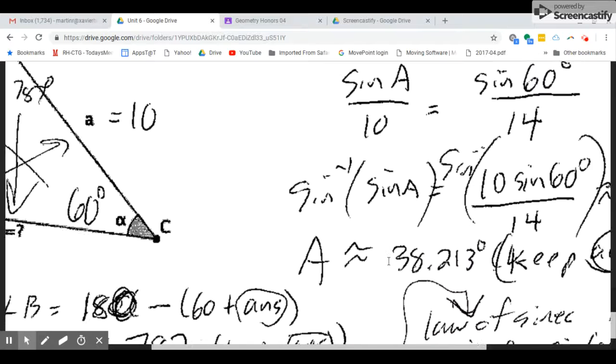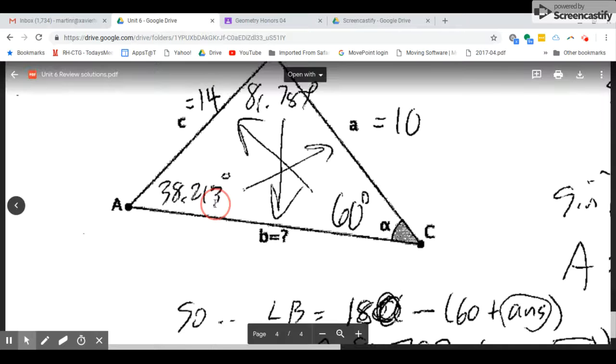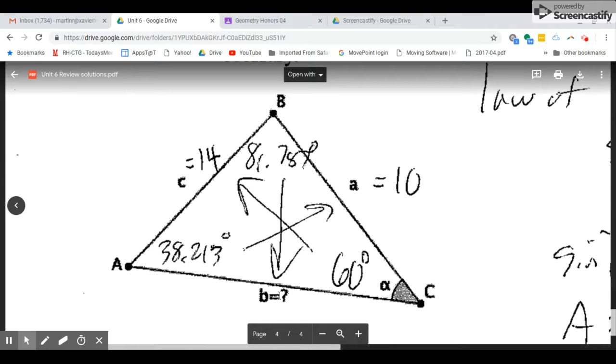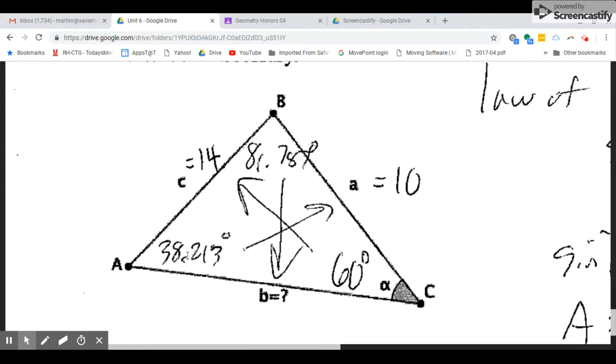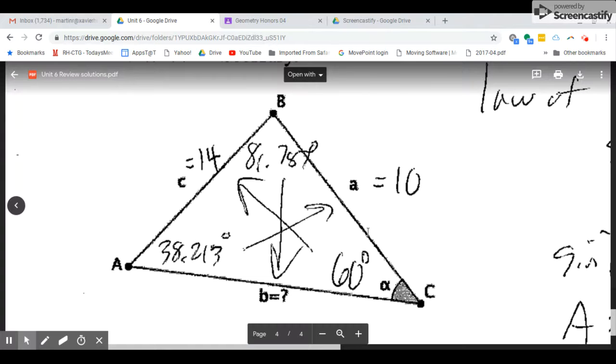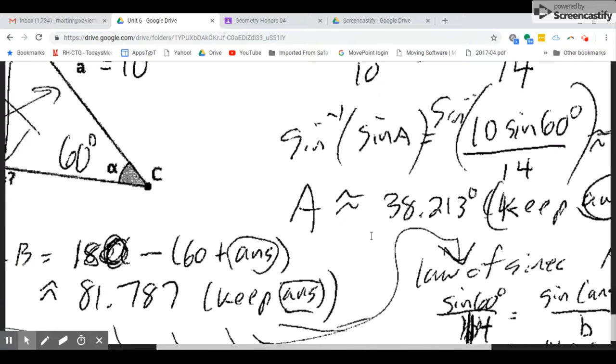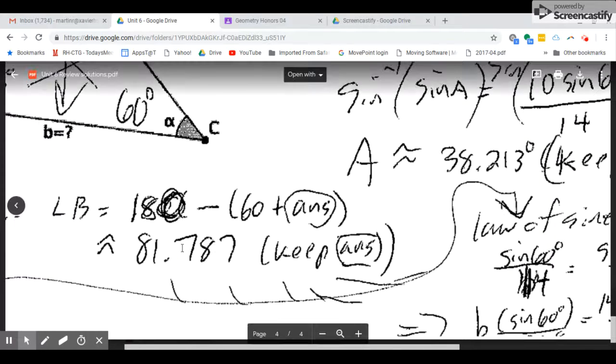Keep that in your calculator, right? Because you're keeping that. You're not done. This isn't your final answer. We're trying to find B, not angle A. So 60 plus angle A, subtract from 180, you're going to get this right here. Again, keep that in your calculator.